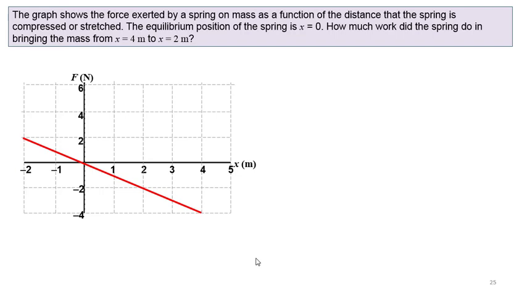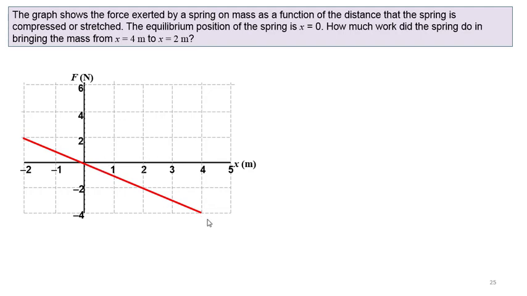One more example. Here we have the force exerted by a spring as a function of the distance the spring is compressed. The equilibrium position is at x equals 0. And I want to know how much work the spring did in bringing the mass from the position x equals 4 to the position x equals 2. If I wanted to, I could write an equation for this line and then integrate it. That's one possible way to solve.